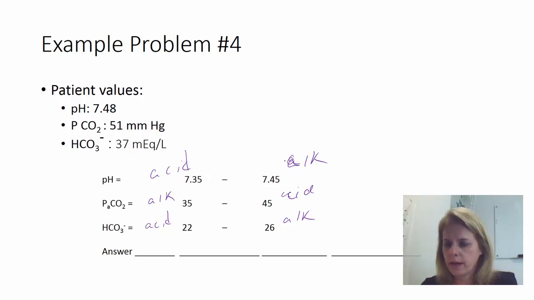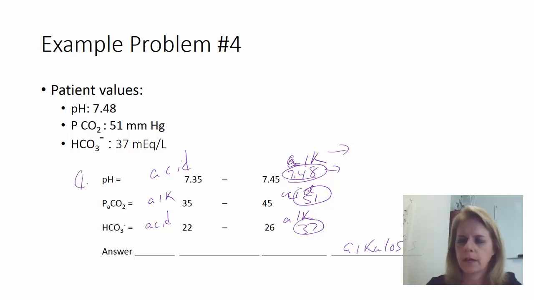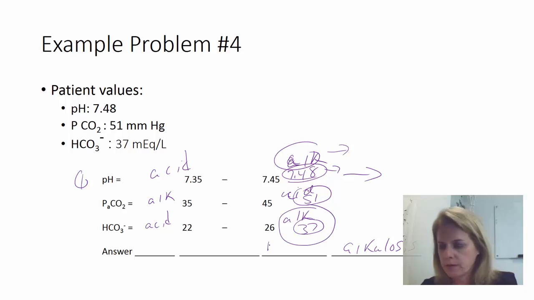All right, 7.48. It's out of whack. 51. Out of whack. 37. Out of whack. All right, so first step is pH. We are in alkalosis. Because we look at pH, we're on the alkaline side. Which one of these is the match? Well, this one's out of whack and causing alkalosis, right? That means this is metabolic.